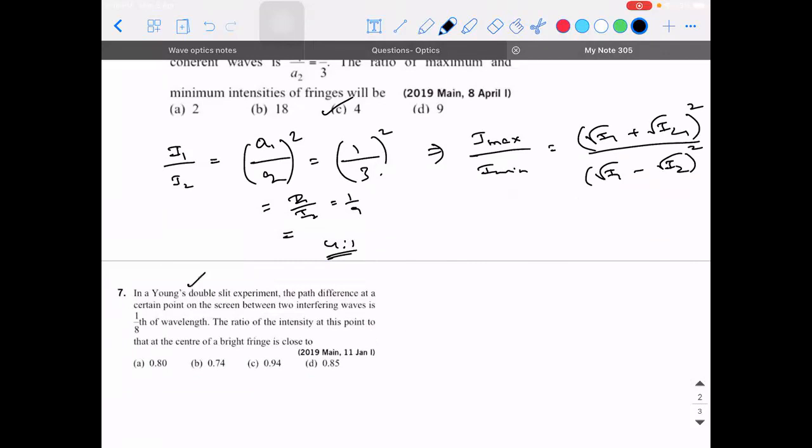In a Young's double slit experiment, the path difference at a certain point on the screen between the two interfering waves is 1 by 8 of the wavelength. So path difference is equal to 1 by 8 of wavelength. The ratio of intensity at this point to the intensity of the bright fringe is close to. So what is the value of delta x, guys?